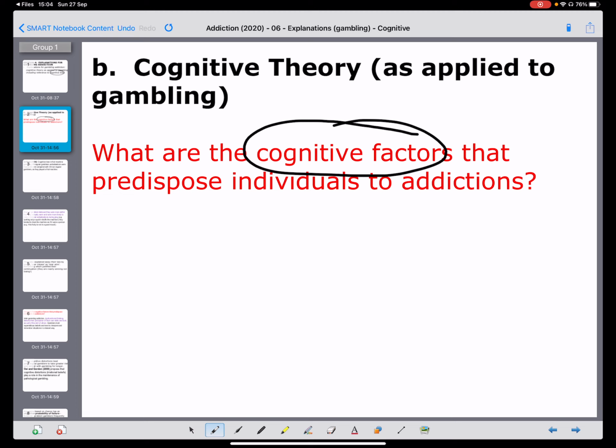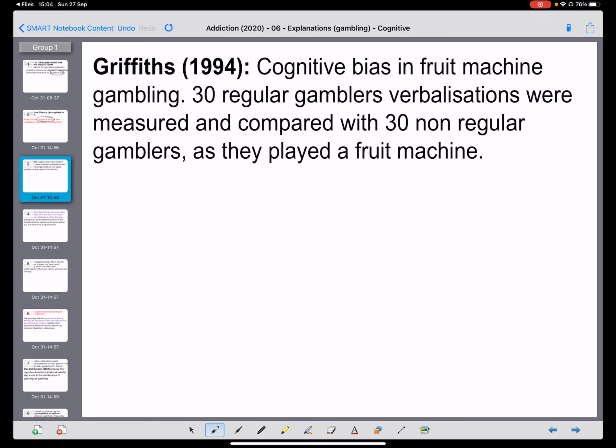Now, of course, if you remember the previous video and the evaluation point, we looked at Sharpe's research, and they said that what the learning does is potentially change people's cognitions. Some of the cognitions they potentially had were things like illusions of control, or that they can control the situation, or a change in thoughts about how they view wins and losses. So there are quite a lot of cognitive factors that lead a person to addiction, and I'm going to talk you through this.